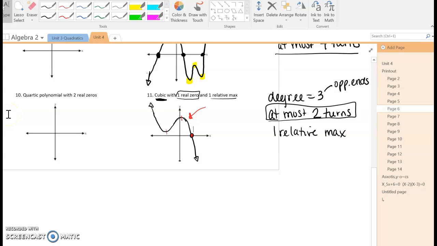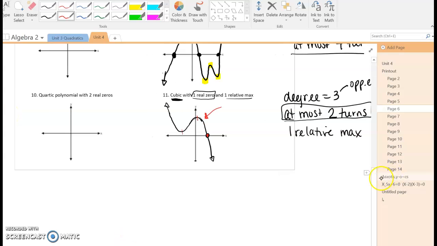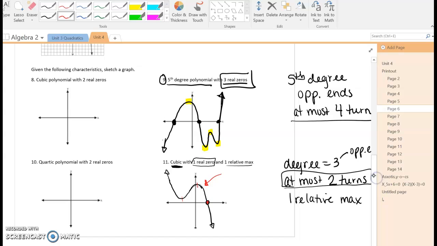Okay, we can do one more example since we started a new video anyway. Cubic polynomial with 2 real zeros. Let's do this one. A cubic polynomial with 2 real zeros. Okay, so number 8 is similar to number 11. But this time I want 2 x-intercepts. And so what's going to happen here is I need to have 2 turns.